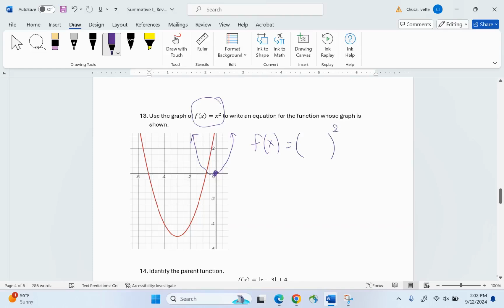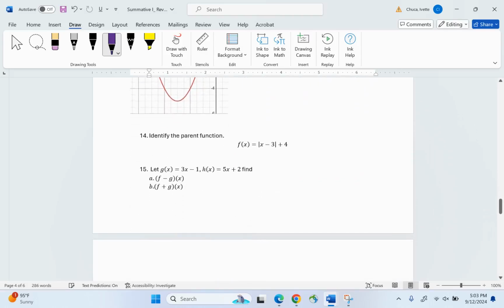So if it moves to the left, remember that's going to be a plus. And how many units? Well, it looks like it moved over 3 units. And then it went down, it looks like 5 units. So then we say minus 5. So this would be our equation.